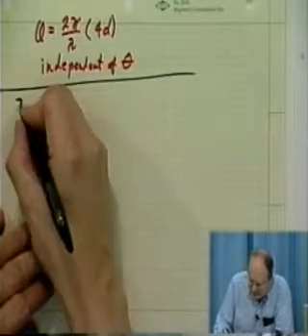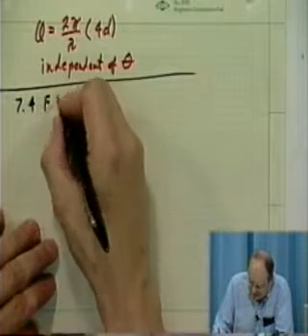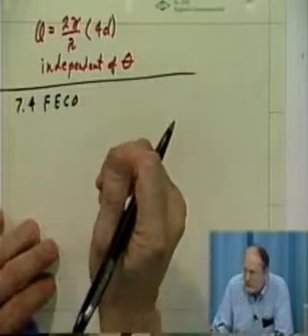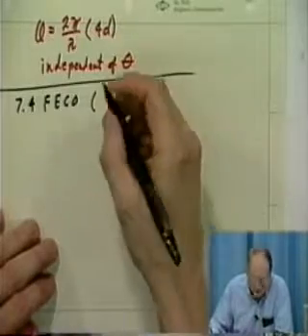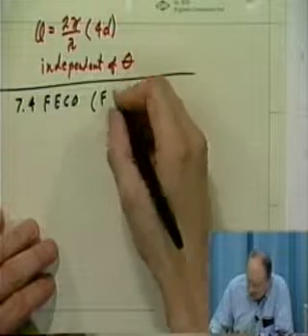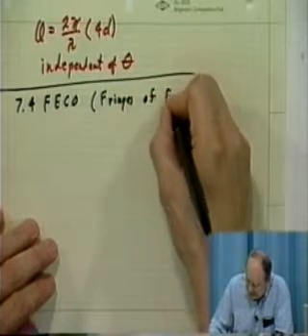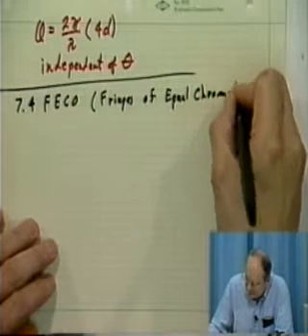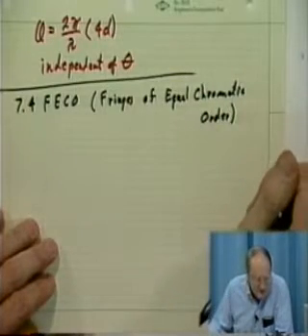Okay, 7.4. Well, rumor has it around optical sciences that I really love the FECO interferometer. I'm sure if that rumor is not around, something's wrong. Okay. So FECO. First off, what does FECO stand for? It stands for fringes of equal chromatic order.